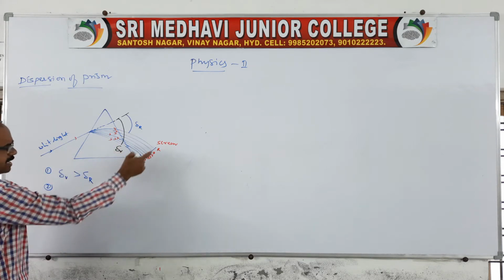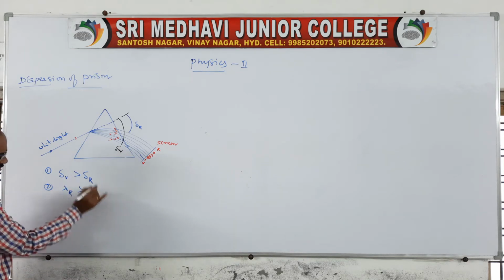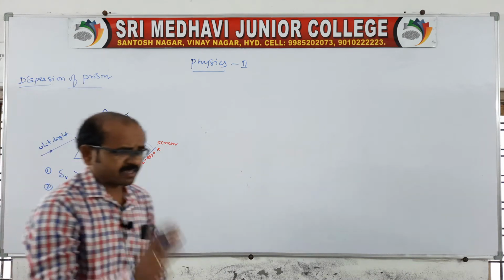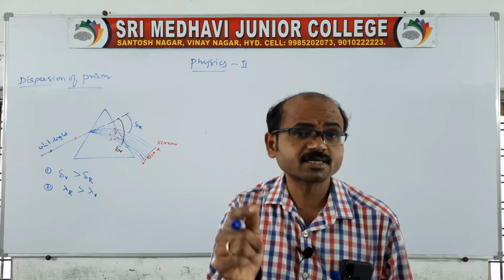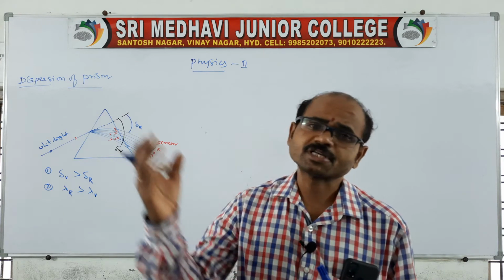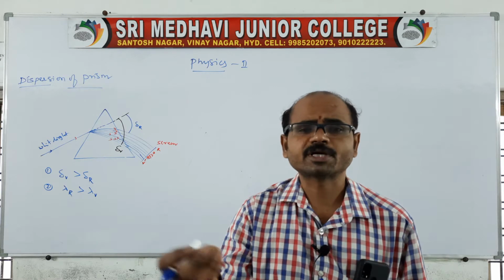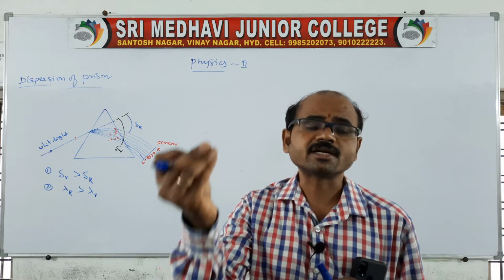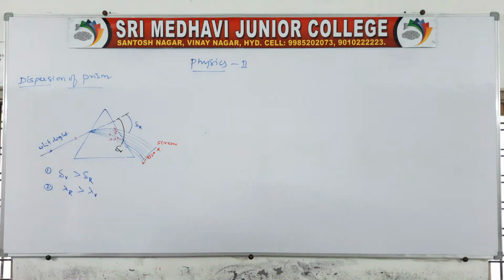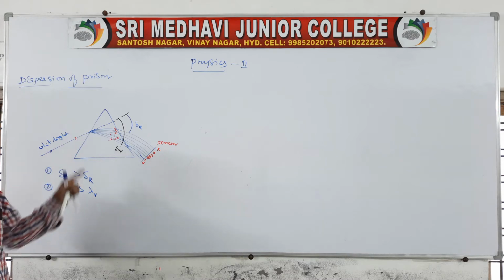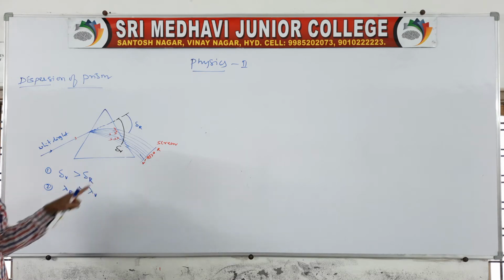Now let us compare the wavelengths. The wavelength of red color is greater than the wavelength of violet, because the wavelength of red is more than all the other colors. That is why we use red color as the danger signal, because it can propagate long distances, whereas violet cannot propagate as far. Since the red wavelength is more, we use red as the signal. So violet deviates more and red deviates less, but the wavelength of red is more and the wavelength of violet is less.